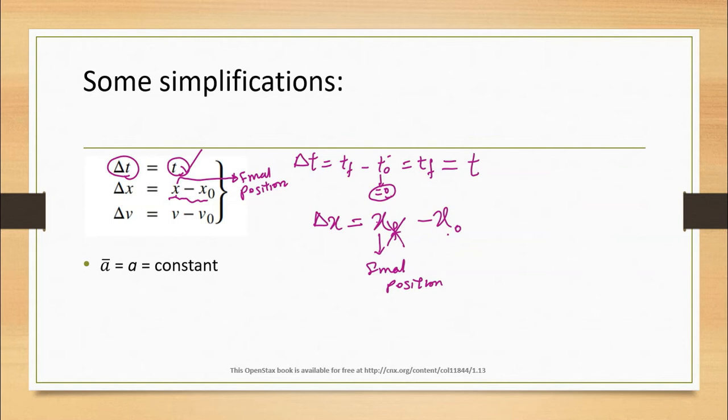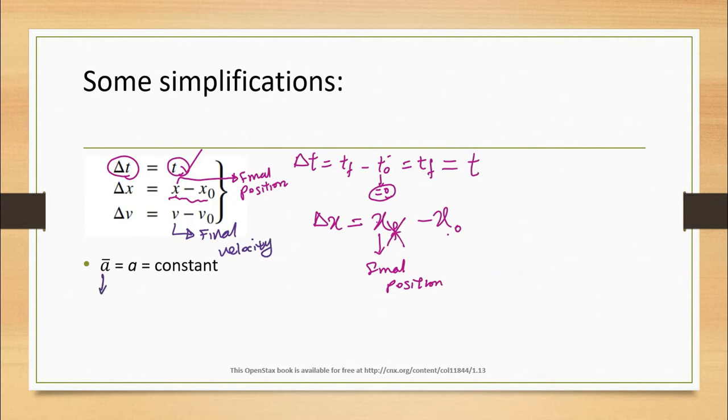Delta v is equal to v minus v sub 0. V, we don't write f anymore. We just write v. Because we said delta v is equal to final velocity minus initial velocity, v sub f minus v sub 0. But from now on, we just write v. V is standing for final velocity.